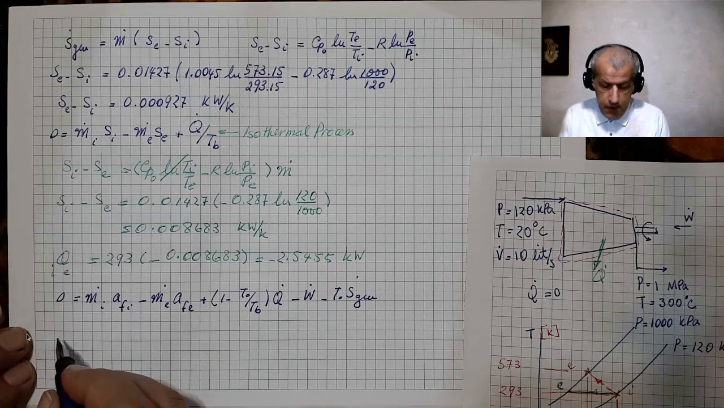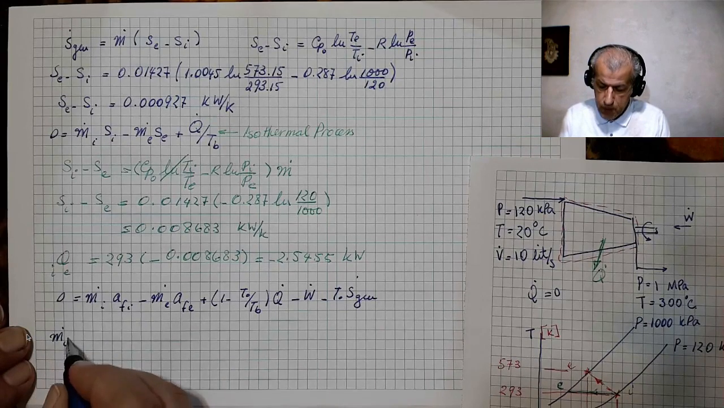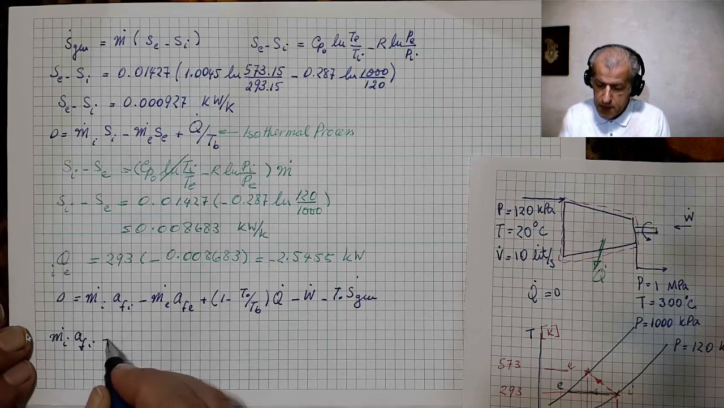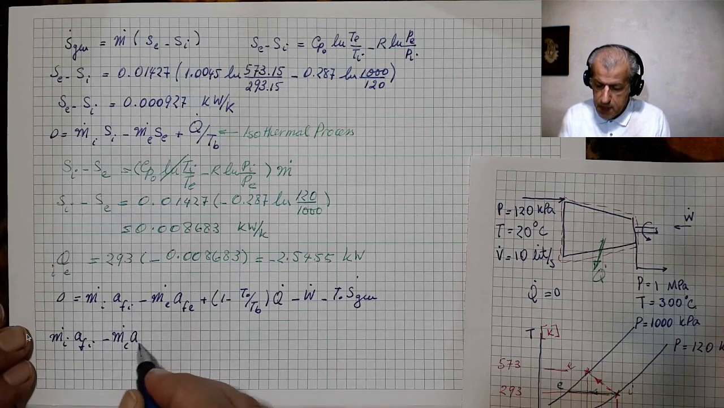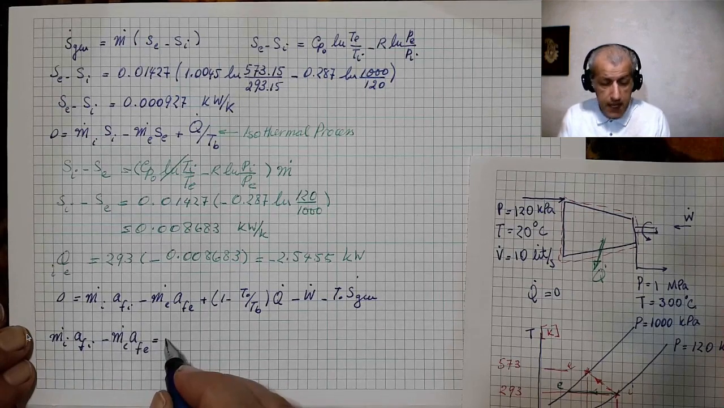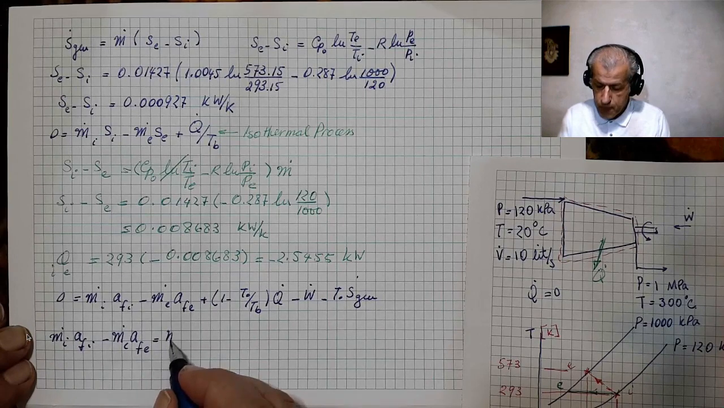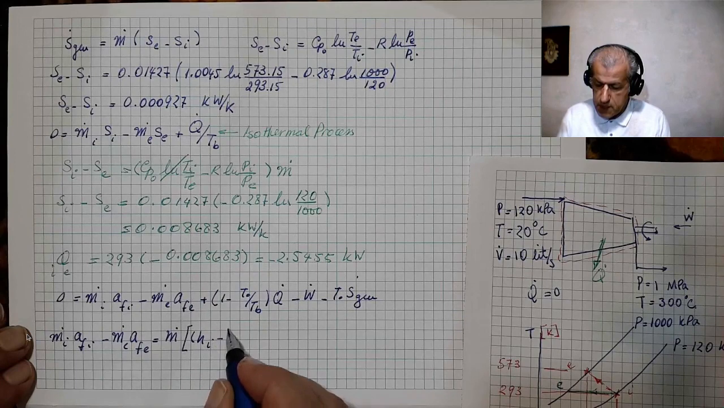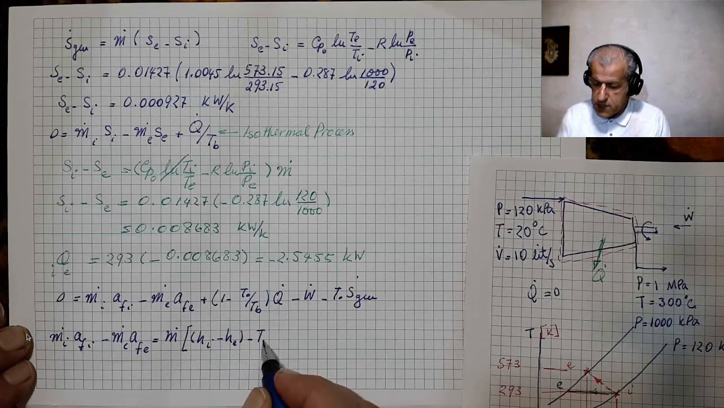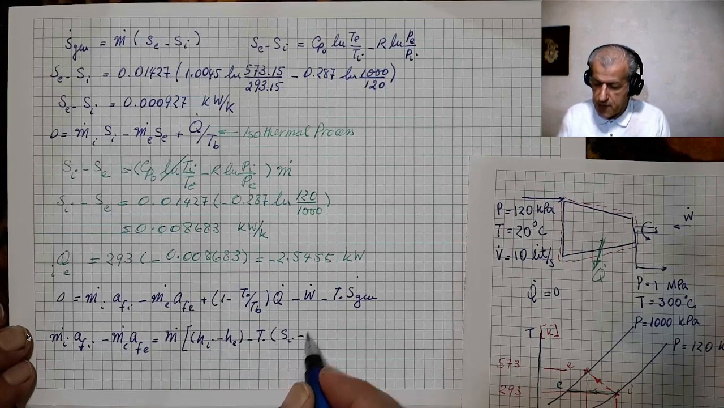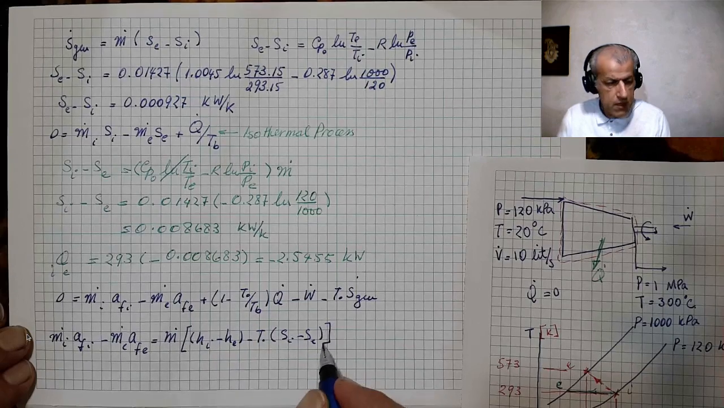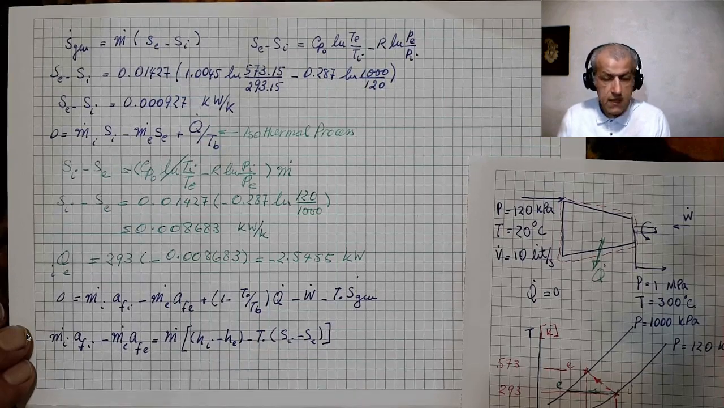m dot I AFI minus m dot E AFE would equal m dot times HI minus HE minus T0 times SI minus SE. And that's how it should look.